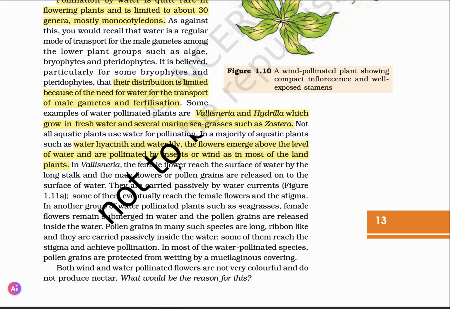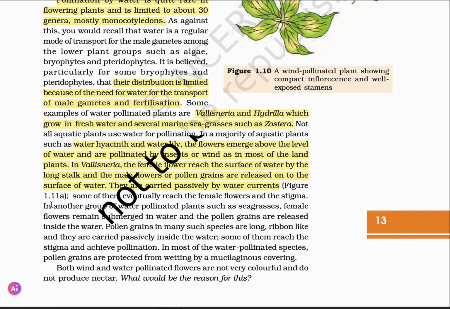female flower emerges at the surface of water, while the male one emerges inside the water, or just below the surface of water, and it releases the male gametes or the pollen grains, and then they are carried passively through water currents, and eventually they are pollinated.